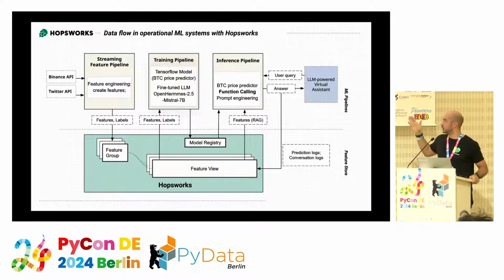And then in the inference pipeline, we will have on one side our predictor that was trained with TensorFlow for predicting the price of Bitcoin. And on the other hand, we will have function calling, and we will do some prompt engineering to be able to interact with the LLM.